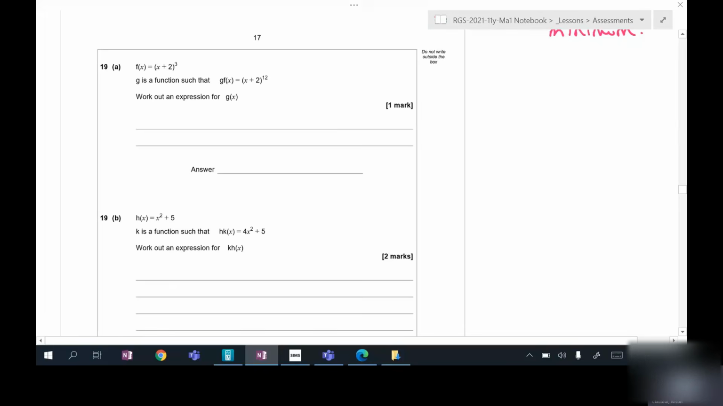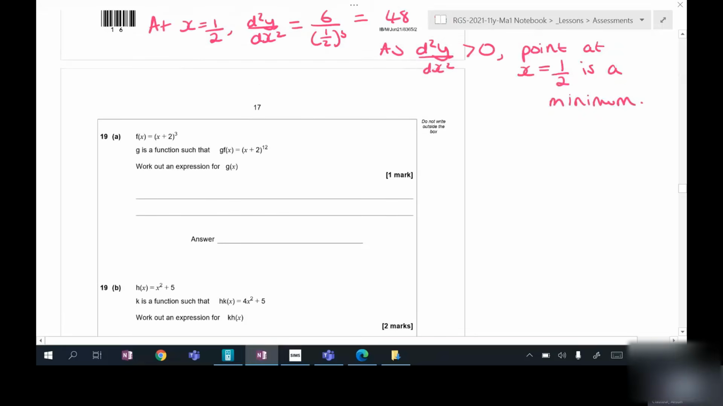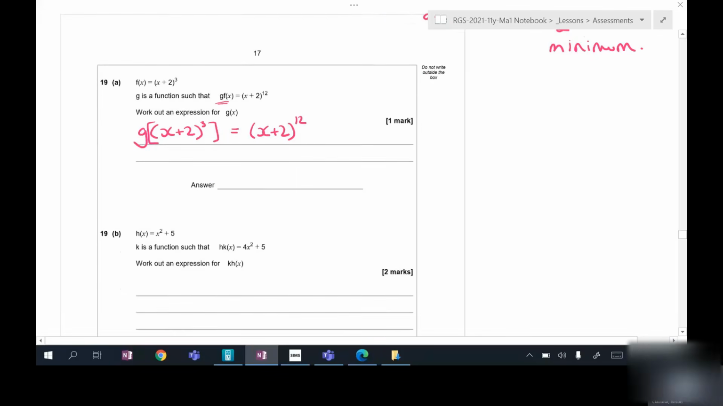Question 19. It gives you the composite function and you have to work out what g of x was. So remember, gf means you've subbed f into g. So g of x plus 2 cubed is going to give you x plus 2 to the 12.